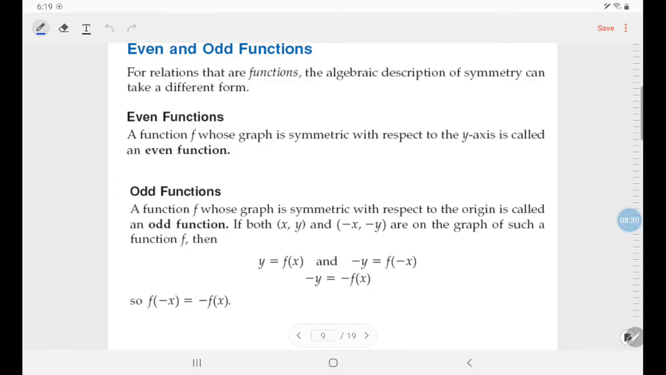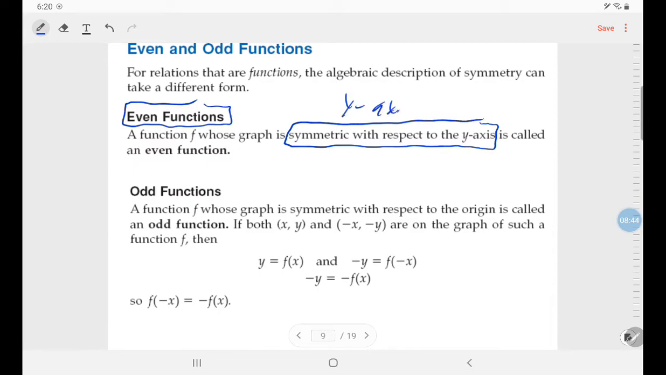A couple more definitions, the last two. An even function, by definition, has y-axis symmetry. Now, if you remember, y-axis symmetry means you change x for negative x, the y stays the same. Same thing's true here. An even function has y-axis symmetry. An odd function, you might say, well, that's x-axis symmetry. No, because x-axis symmetry isn't even a function. It doesn't pass the vertical line test.